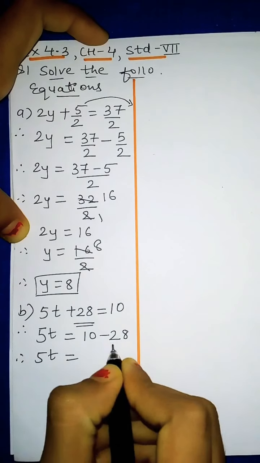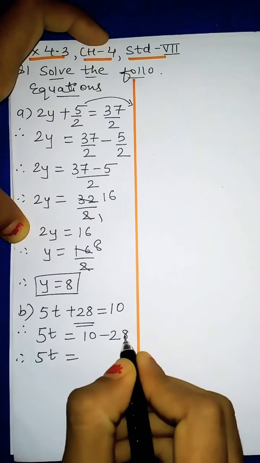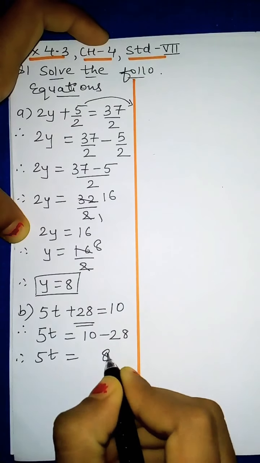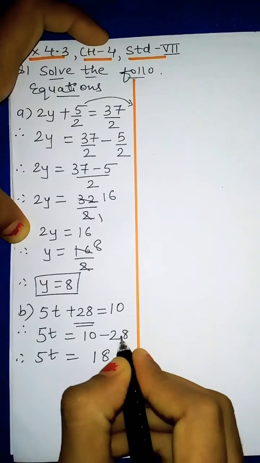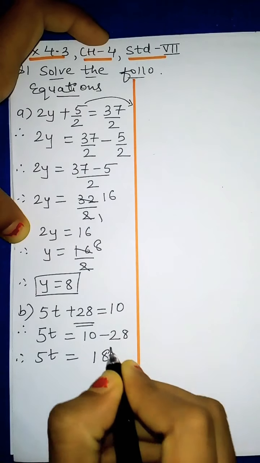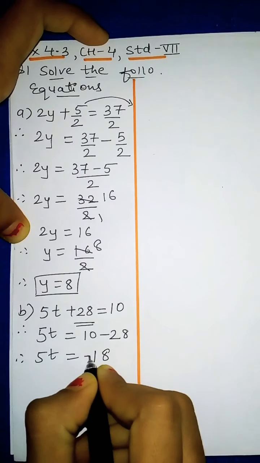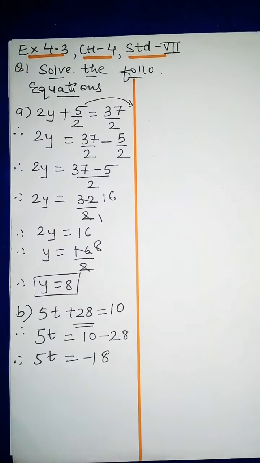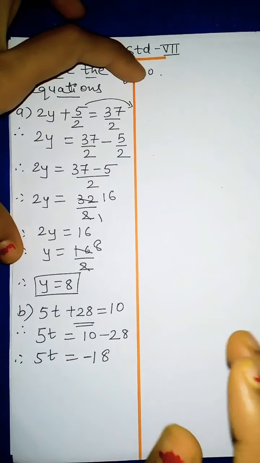So 28 minus 10 we will do and we will keep the sign of minus. 8 minus 0 will be 8 and 2 minus 1 will be 1, so 28 minus 10 will be 18. And the sign of the bigger number, that is minus which is with 28, will come. So that greater number's sign will come. So minus 18 we will get. Minus 18. Now one step is done.